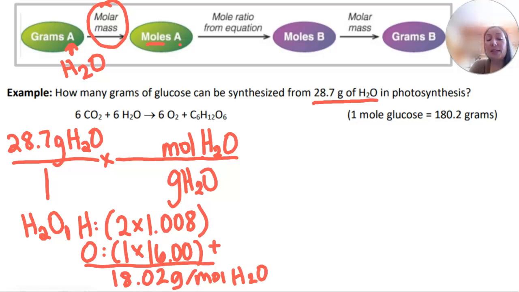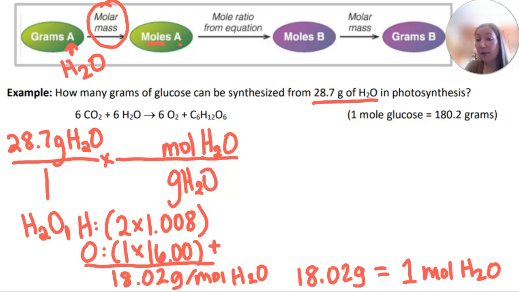So this really means that 18.02 grams are equal to 1 mole of water. Whenever we have 1 mole of water, the mass, or molar mass, is 18.02 grams. So what we can do here is put the 18.02 with grams, because there are 18.02 grams in every 1 mole of water. So put a 1 with moles. Cancel out grams of water.